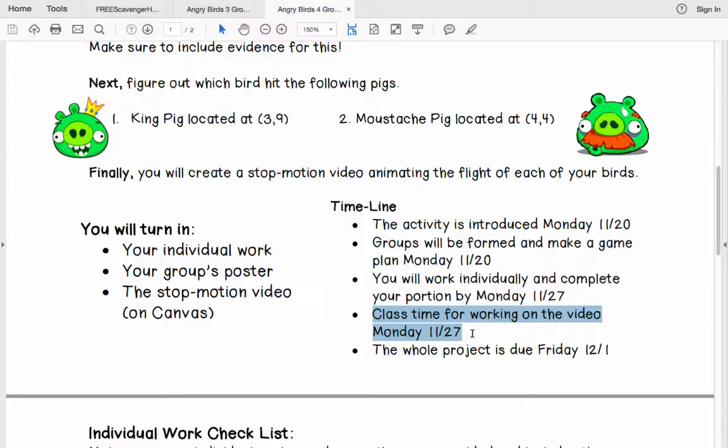So you're going to have one class period where you need to make your poster and then make your video. This whole project is due that following Friday, so Friday, December 1st. When it's due, you need to turn in your individual work, you need to turn in your group's poster, and then your stop motion video will be turned into Canvas.